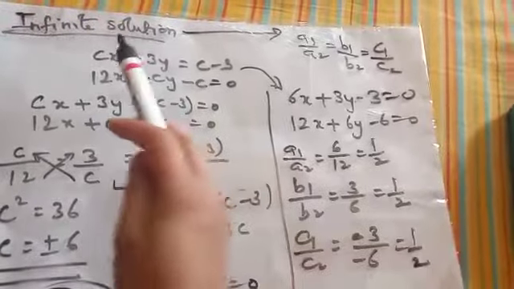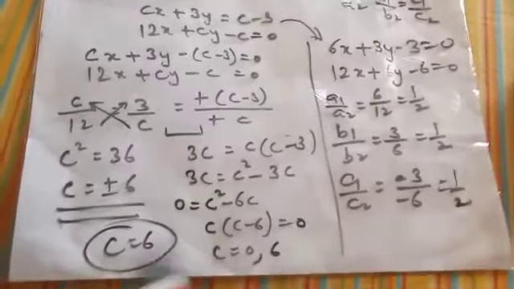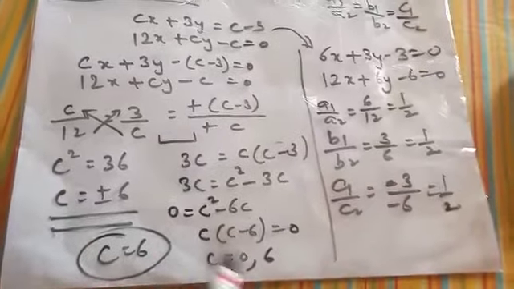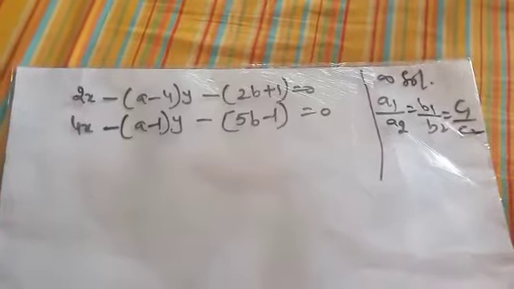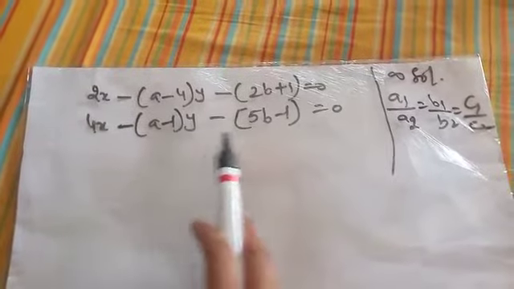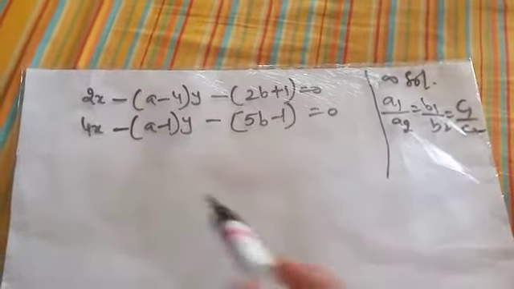And hence it has how many solutions? It has infinite solutions. For what value of c? The value which was common in both the parts, and that is 6. I have again written one question wherein you are supposed to find out the values of a and b such that it has infinite solutions. So I have written the condition.